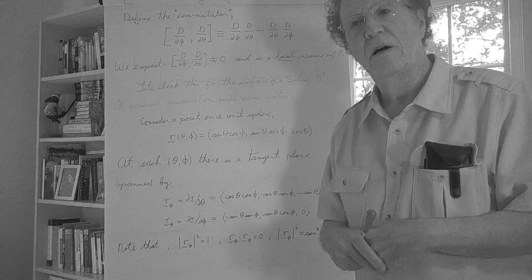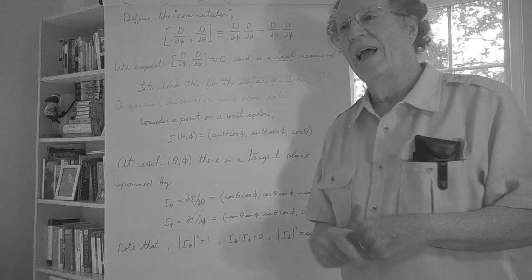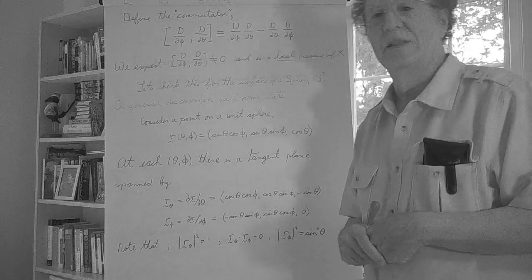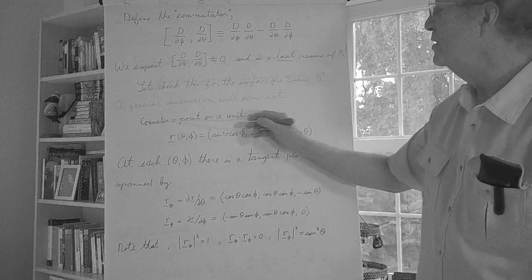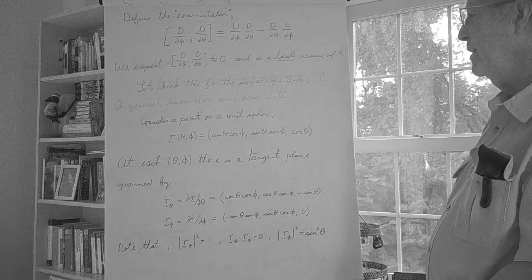So just bear with me. We're going to do some ordinary arithmetic. We're going to differentiate sines and cosines and show that this commutator is different from zero and that it's a measure of the curvature of the surface. So I start with a point on the unit sphere. Here it is, as usual, written down in polar coordinates.